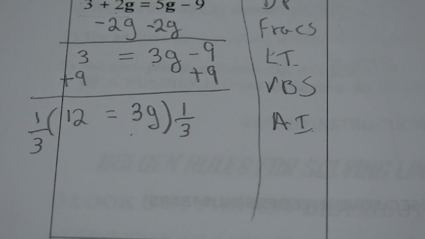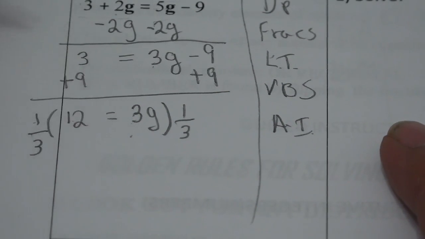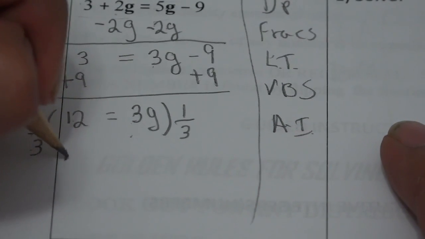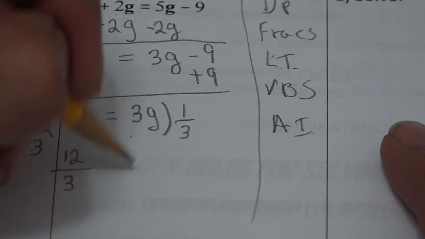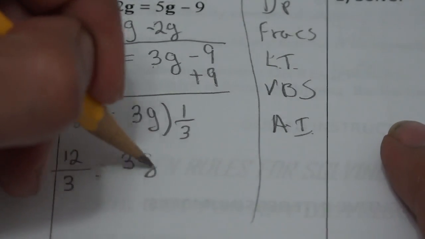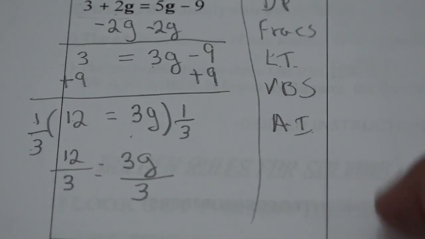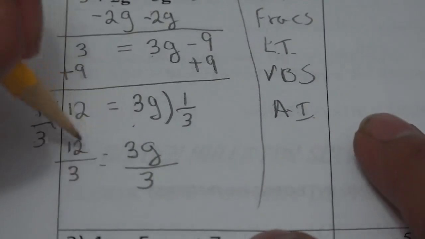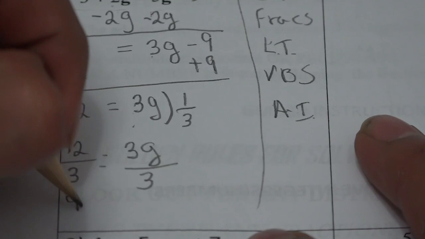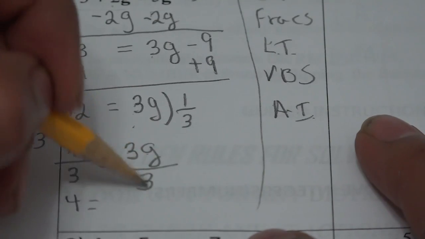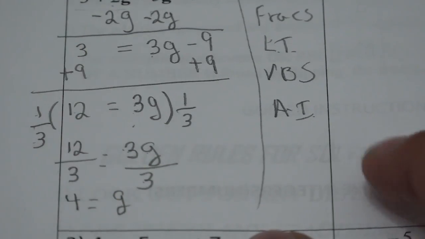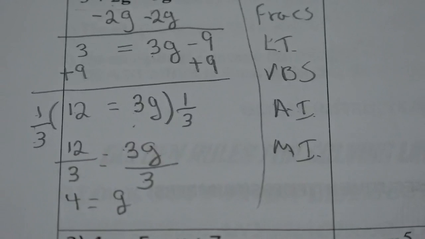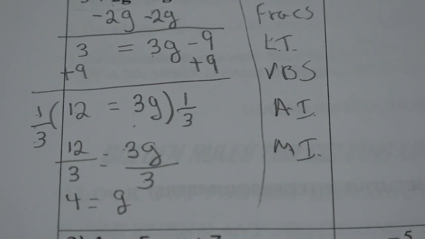Okay, so now what happens? 1 times 12 is 12 over 3. I'm gonna write it down. Later on, I'm not. I'm just gonna say it's 4. See that? And now 12 divided by 3 is 4. 3g divided by 3, well, 3 divided by 3 is 1. 1 what? 1g. Okay, now I did. Cool then. All right, let's move on.